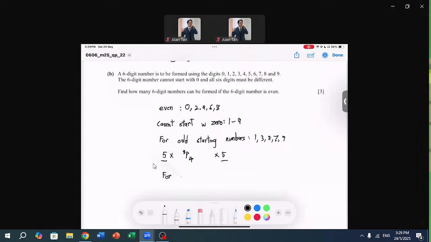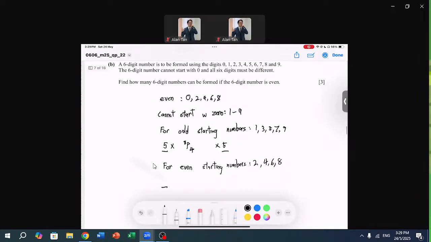For even starting numbers, there is only 2, 4, 6, and 8. So there's 4 choices here. At the back, after you place 2, 4, 6, 8, you still have 0 and whatever number you have placed over there. So you still have 4 choices times 8P4.